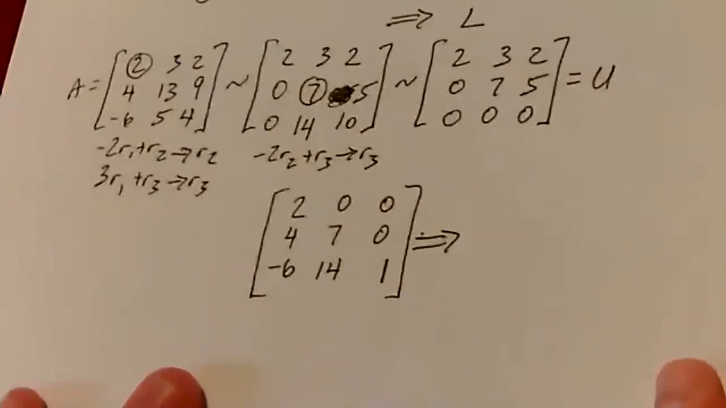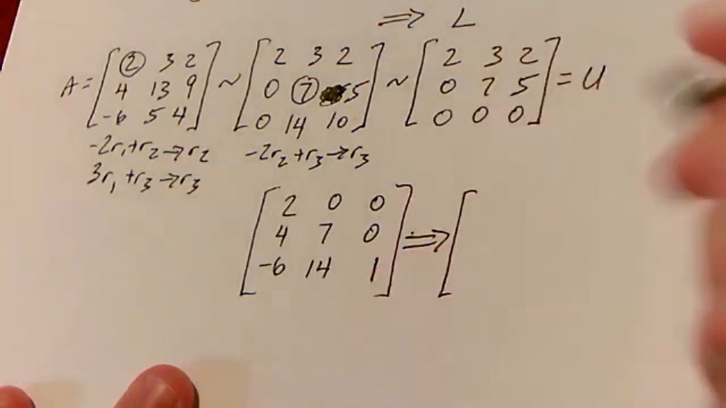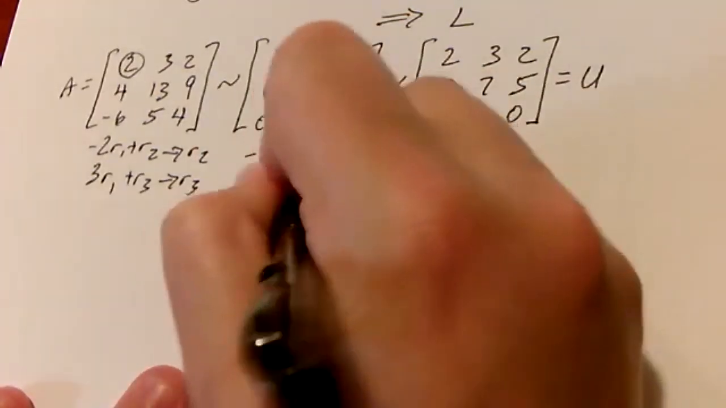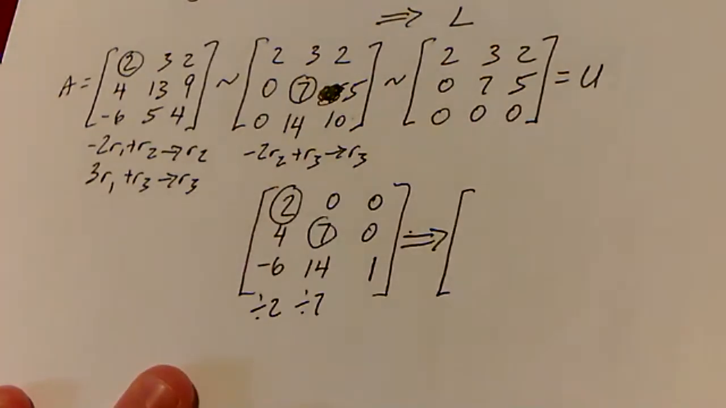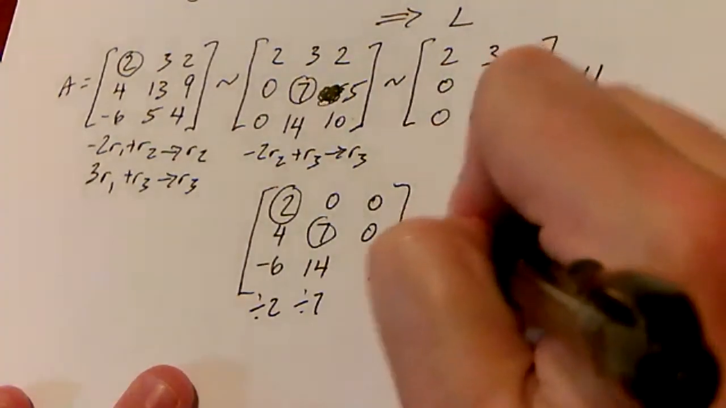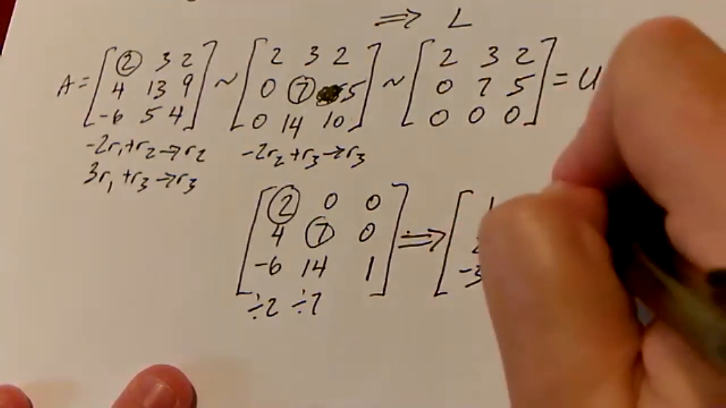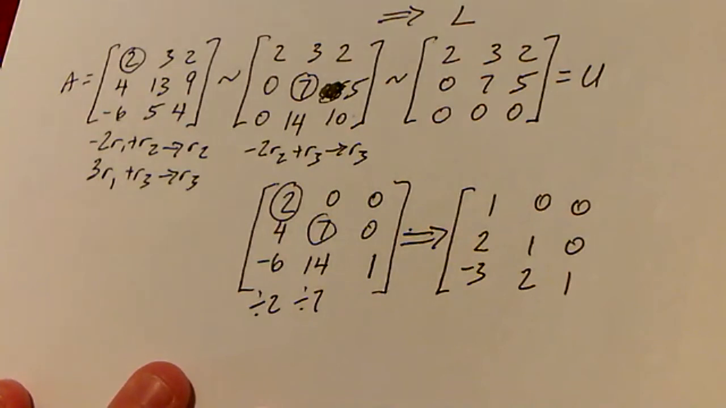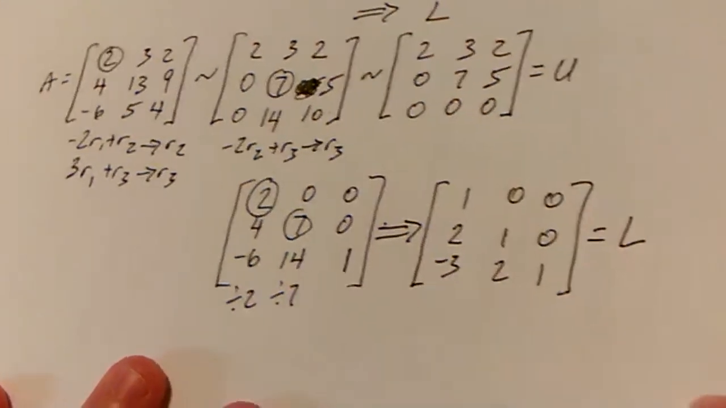It's not really row equivalent. We're not doing row operations here. We are scaling by the columns. So I divide that whole column by 2 because that's what's in the pivot position. I'm going to divide this second column by 7 again because that's what's in the pivot position. So I get 1, 2, -3, 0, 1, 2, and 0, 0, 1. And there is my matrix L.